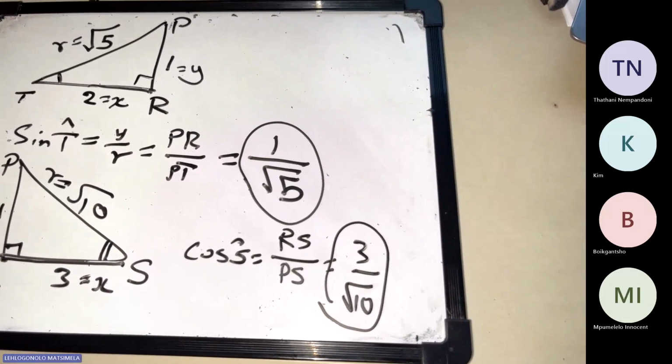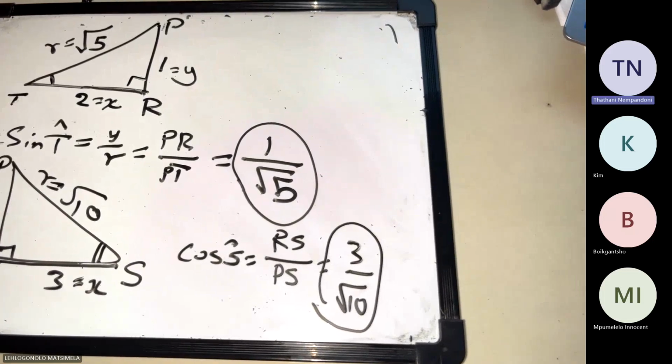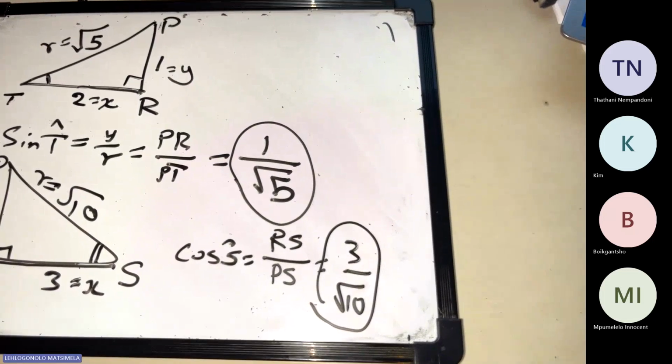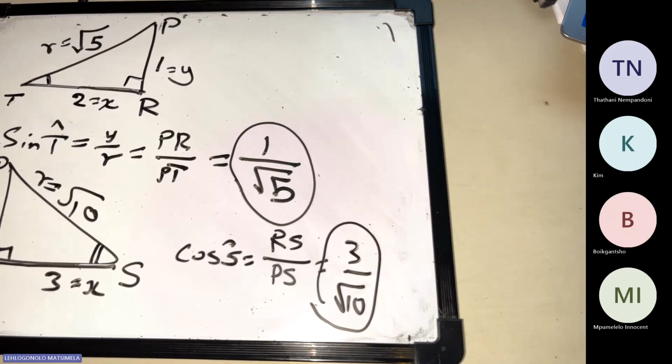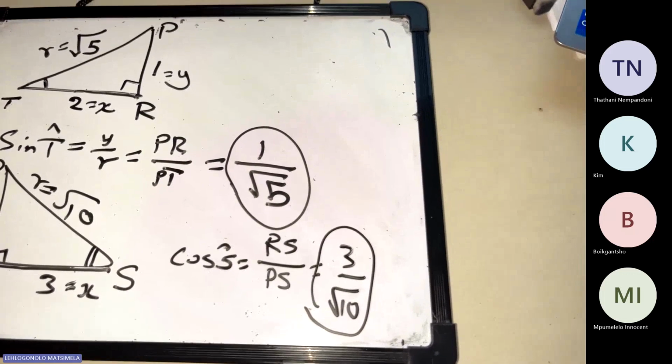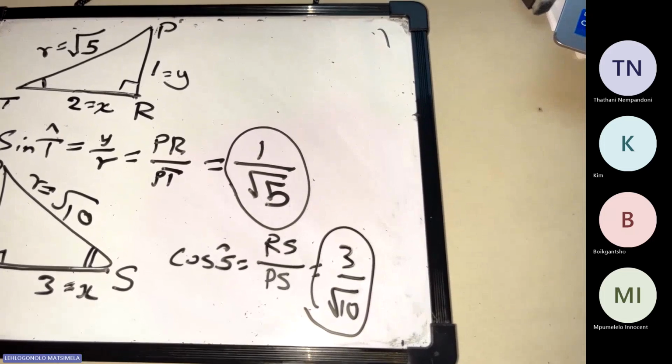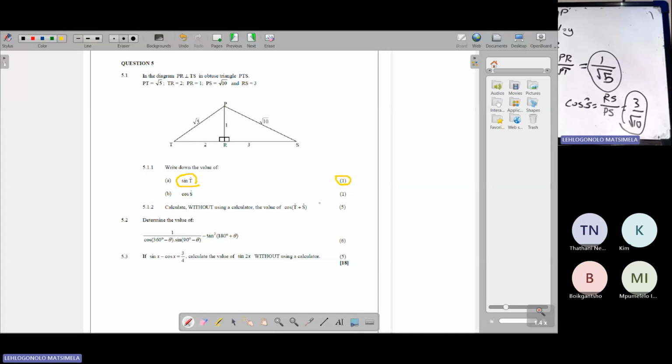Are we clear? Okay. Let me take the last example of simplifying. The last example on simplifying says determine the value. Remember, the value is a number, which means your answer must be in the form of a value. Question 5.2.